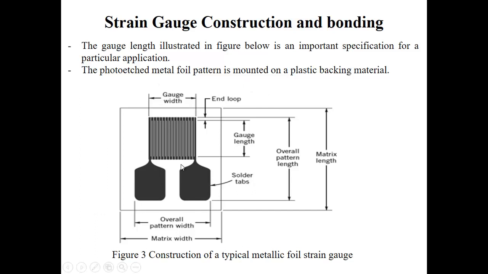The gauge length illustrated in the figures below is an important specification for a particular application. If you can see from Figure 3 here, the construction of the metallic foil strain gauge, the most important thing of the component is the gauge length. So you can see here, this is the gauge length of the strain gauge.